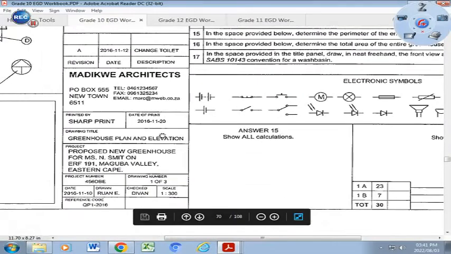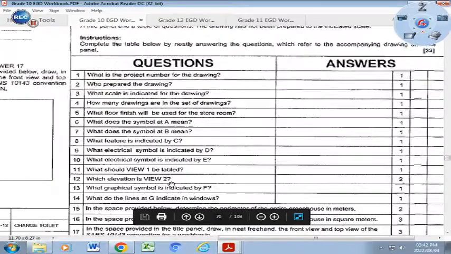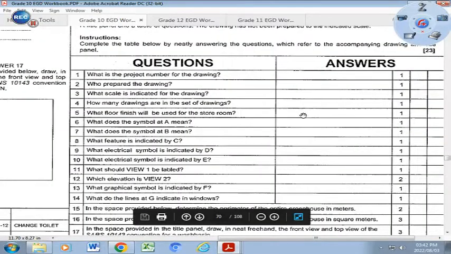If you look at number 4, how many drawings are in the set of drawings? If we look at our title bar here, you will see drawing number. This is number 1 of 3. So in the set there would be 3. So the number 3 is going to be filled in here.